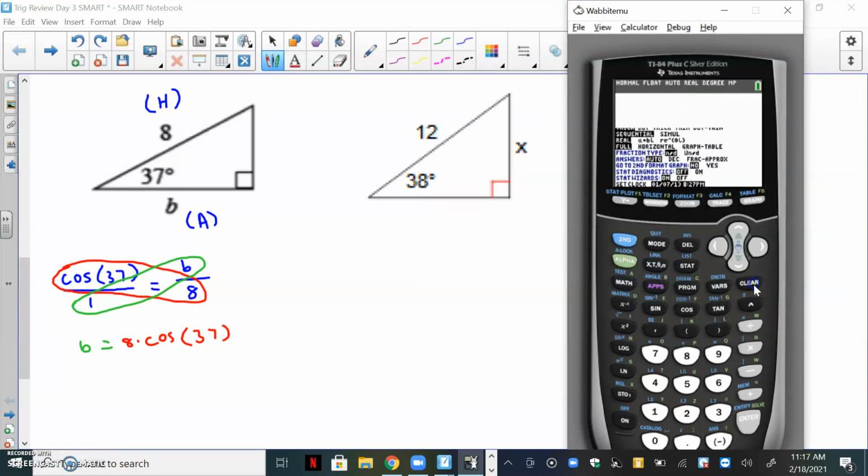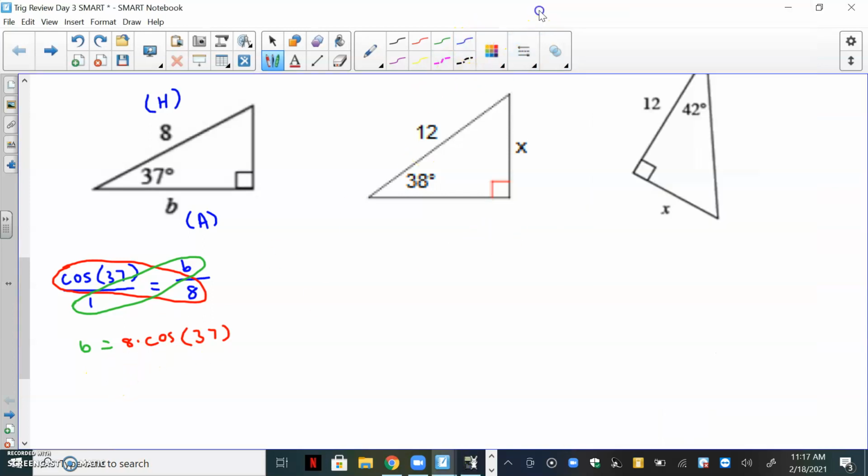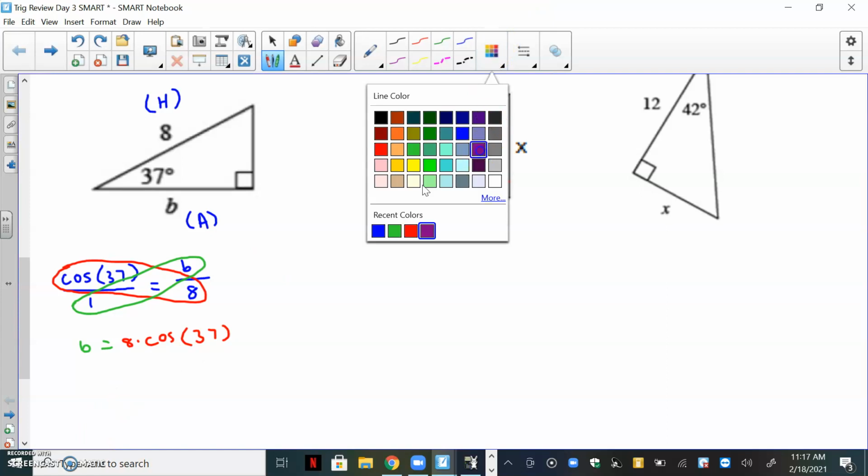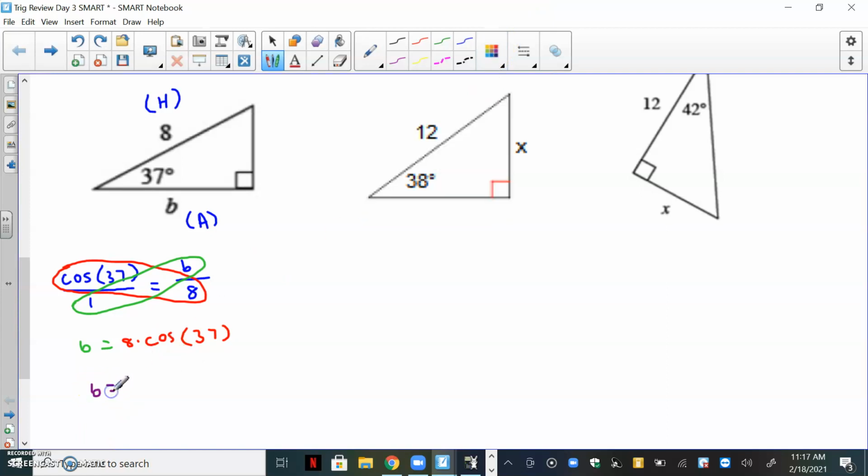Alright, so we're going to go ahead and type in what we see here. So 8 cosine of 37, that's just 8 times cosine of 37. And we get an answer of 6.39, we'll say. So our answer is about 6.39.